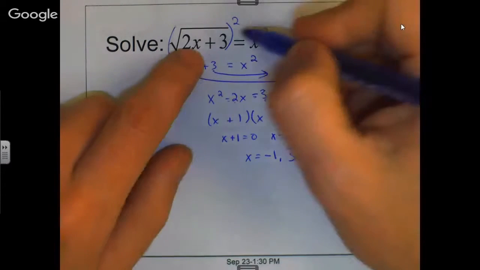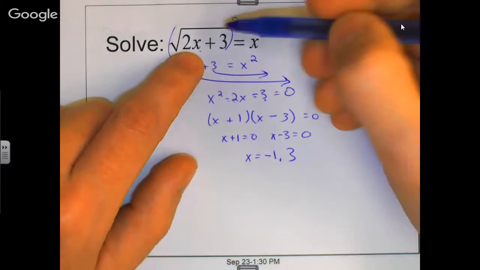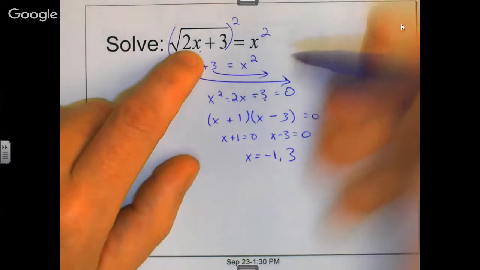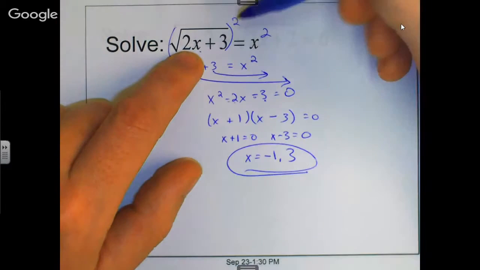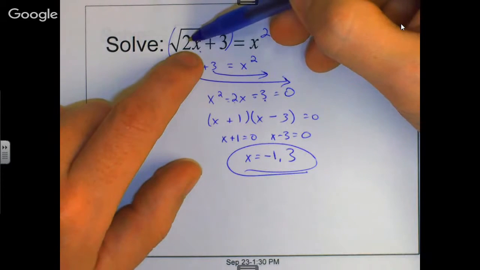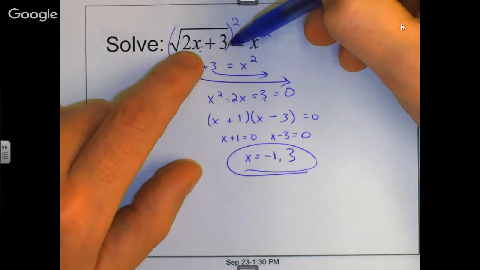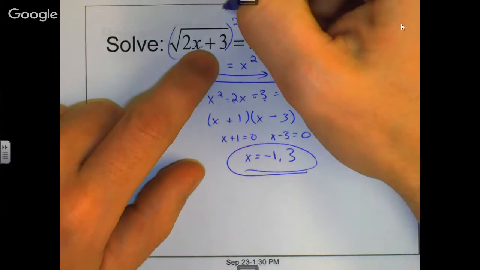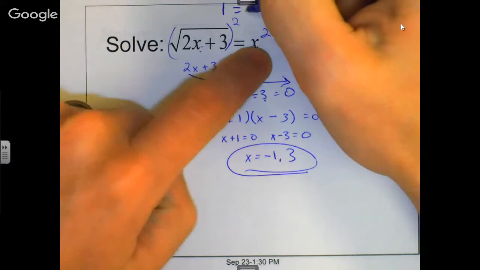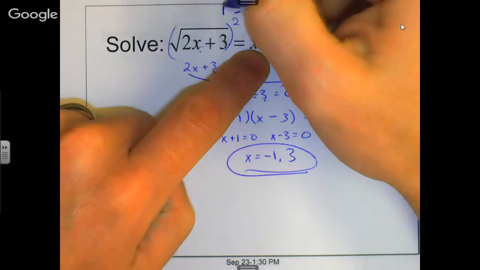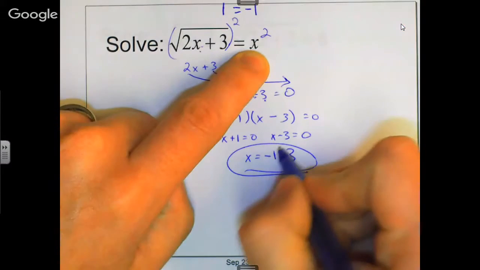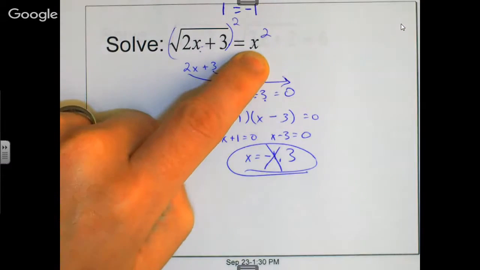Okay, so I simply just plug it back in. So we'll start with negative 1. So these are our possible solutions. So I have 2 times negative 1, which is negative 2, plus 3, which is 1. The square root of 1 is 1, equals x, negative 1. Is that true? No. So this one does not work.